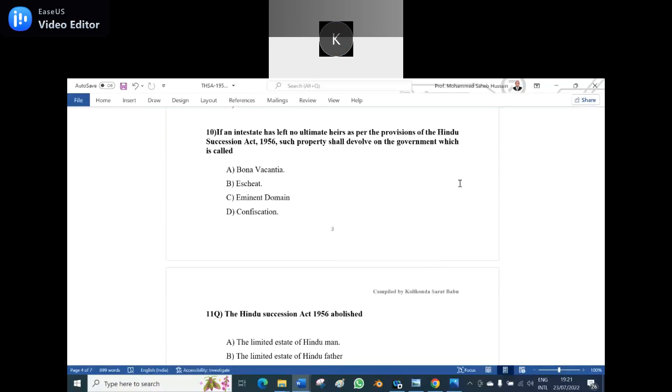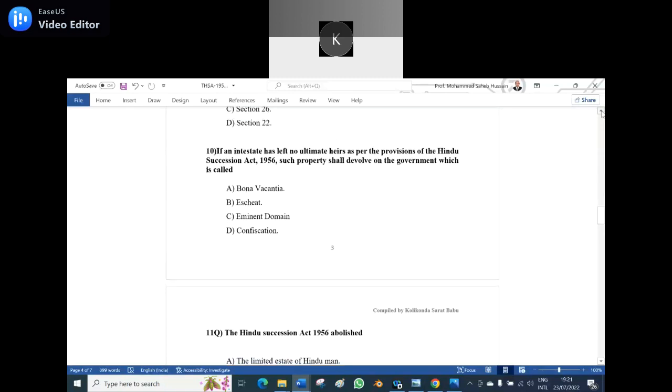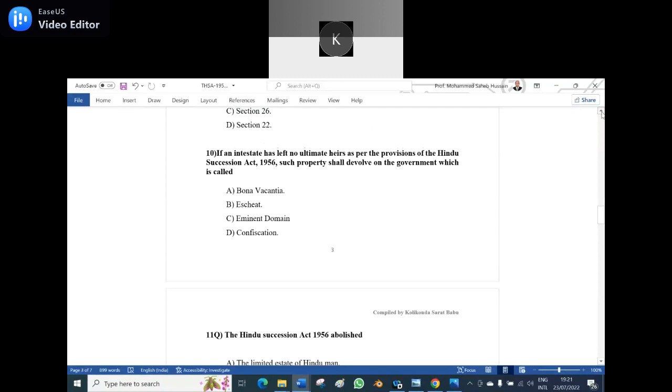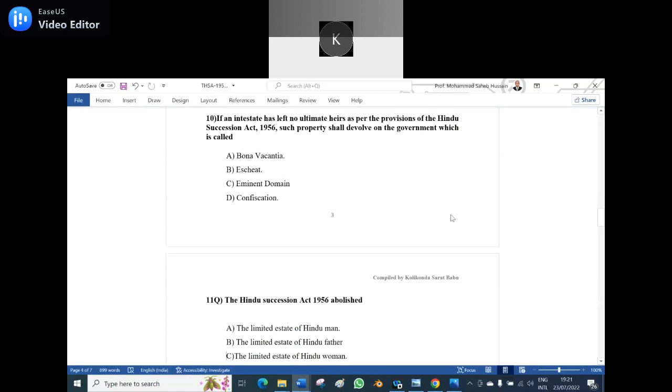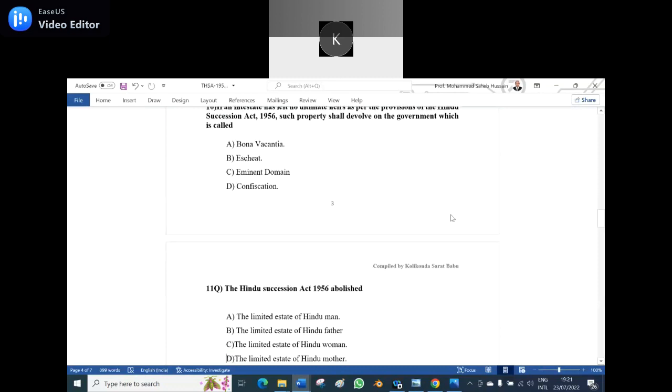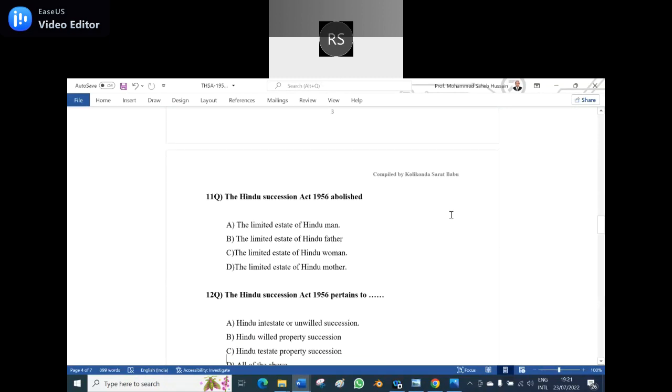If an intestate has left no ultimate heirs as per the provisions of the Hindu Succession Act 1956, such property shall devolve on the government, which is called a bona vacantia. A, B, estate, C, eminent domain, D, confiscation. B, estate is the correct answer. Option B is the correct answer.